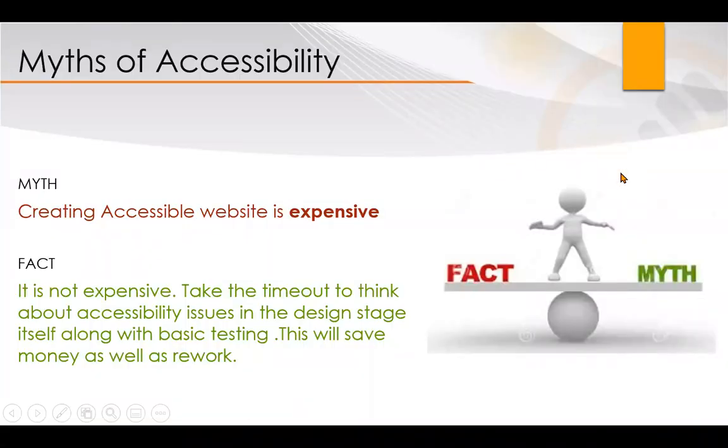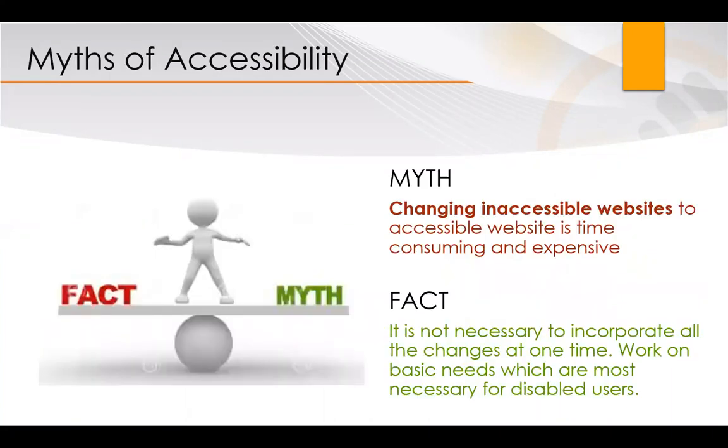I just have two or three myths I wanted to debunk. Myth: creating accessible websites is expensive. No, it is not expensive. It can be done in different phases. It is much cheaper to create now versus later. Let's say it takes 50 cents or $1 now, it will take $10 later. That's how much more expensive it becomes at a later stage.